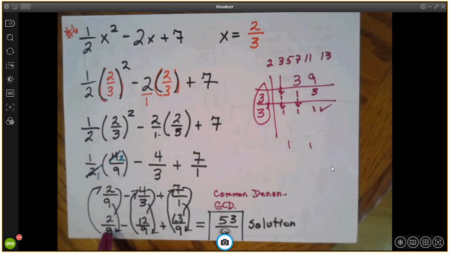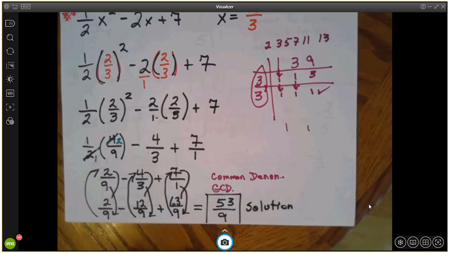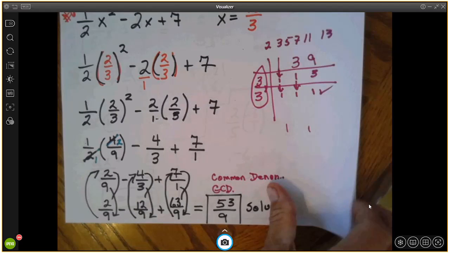9 will go into 9 one time. 1 times 2 is 2. 3 will go into 9 3 times. 3 times 4 is 12. 1 will go into 9 9 times. 9 times 7 is 63. And when you finish doing the math, you get 53/9. And I punched it into the question on the last video and it was correct.